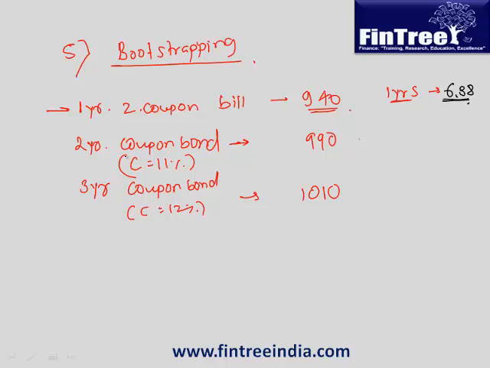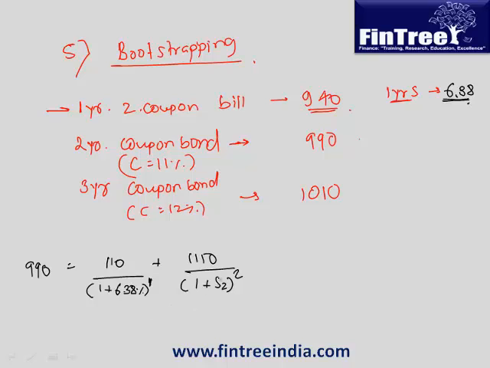Once you have this, then you use bootstrapping. So how do you use that? Have the cash flows listed. What would be cash flows? 110 plus 1110. The first cash flow has to be discounted at the first year spot rate derived from the earlier bond. So this will be discounted with 1 plus 6.38% raised to 1. The second year cash flow should be discounted with S2, the second year spot rate, and the market price is 990. So solve for this equation and get S2.